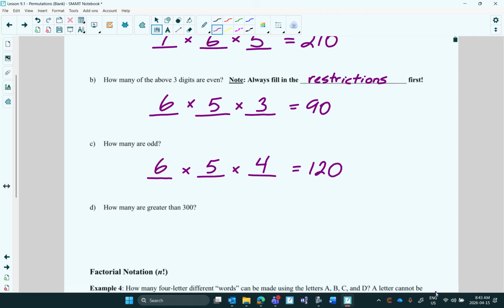Which makes sense because here's the number of odds, here's the number of evens, here's the total. These two have to add to this.